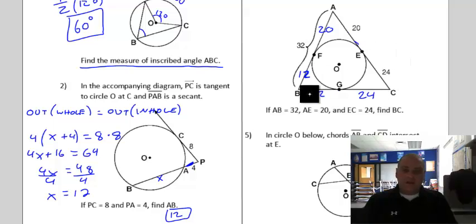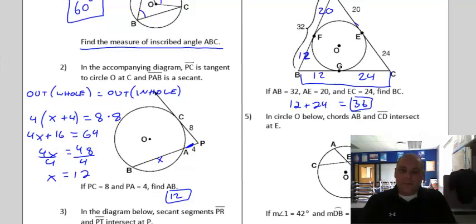Find BC. BC is this whole thing, so 12 and 24. 12 plus 24 is going to be 36. So BC is going to be 36 there.